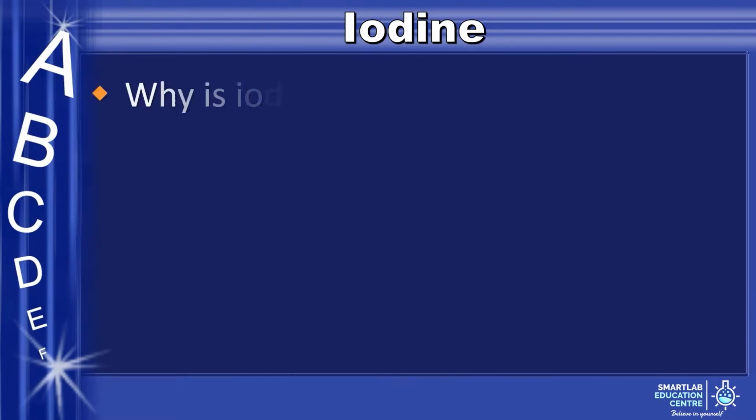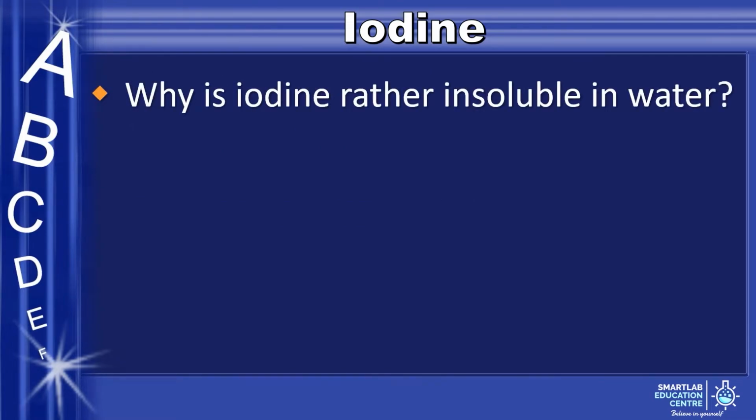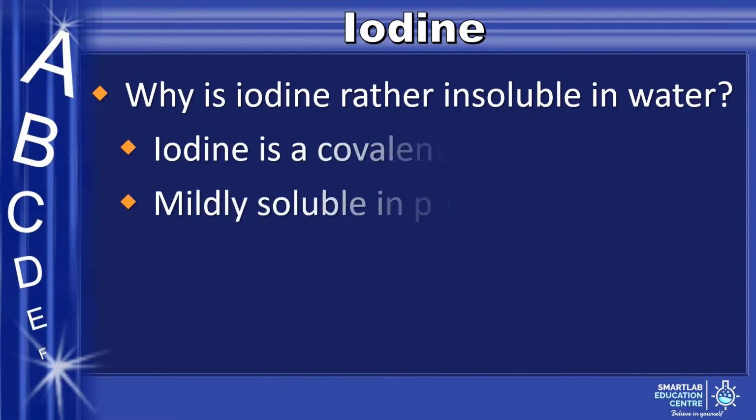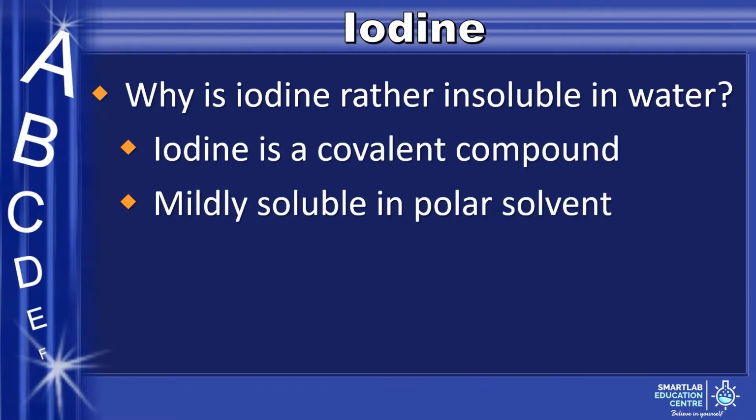Some may ask, why is iodine rather insoluble in water? It is because iodine is a covalent compound and hence is only mildly soluble in polar solvent.